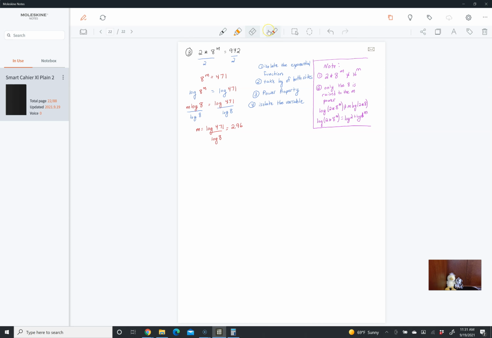And the way that we would do that is exactly what we do here, where we take the log of both sides and then we isolate the variable. Okay, so let's just write this down. This is how we convert between bases.